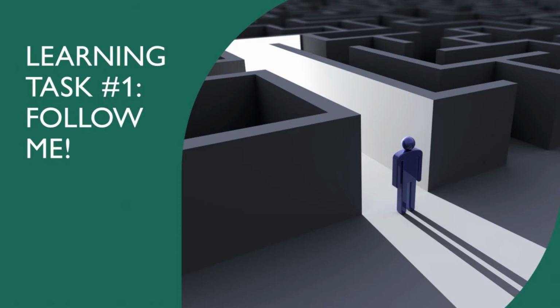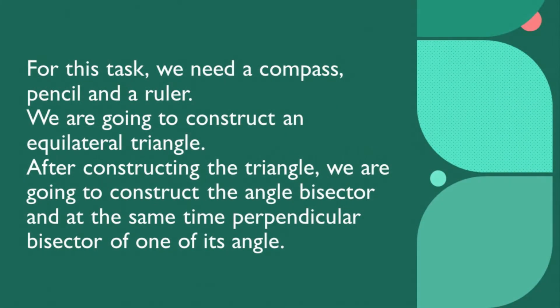Okay, for our learning task number 1, follow me. So you're just going to follow what we are going to do in this video. For this task, we need a compass, a pencil, a ruler. We're going to construct an equilateral triangle. After constructing the triangle, we are going to construct the angle bisector, and at the same time, perpendicular bisector of one of its angles. So, let's do the equilateral triangle.